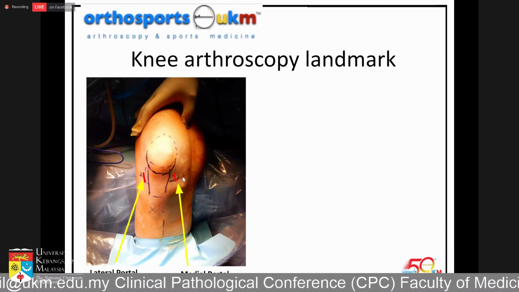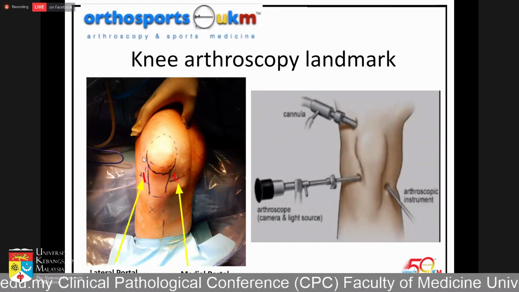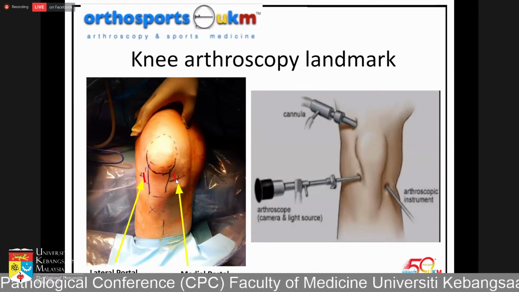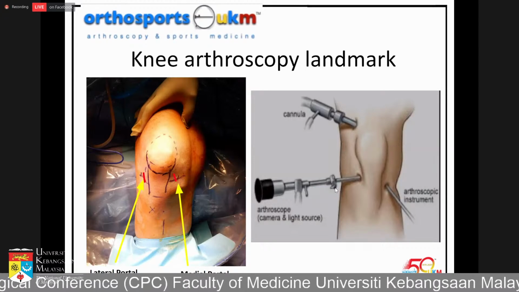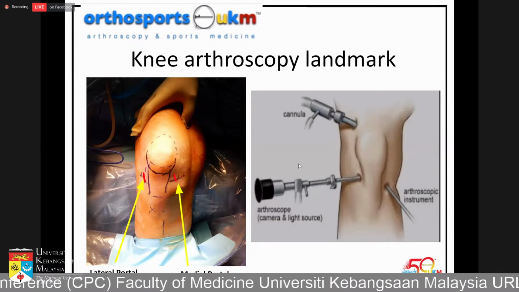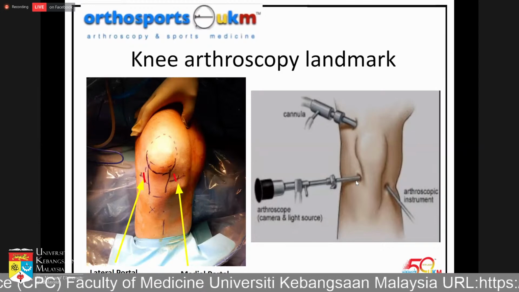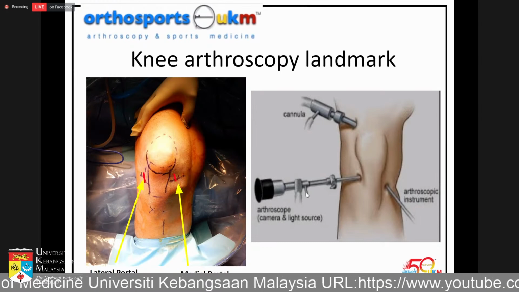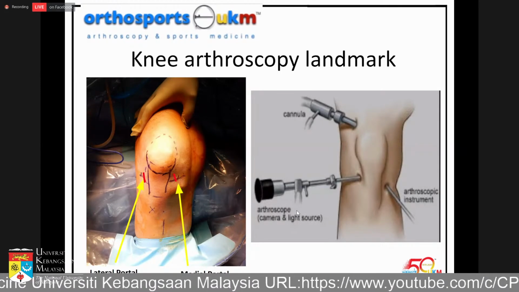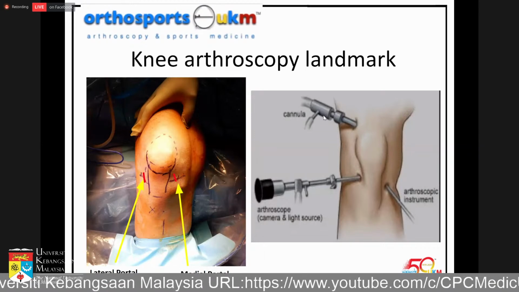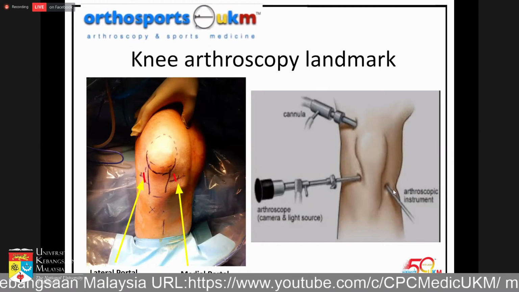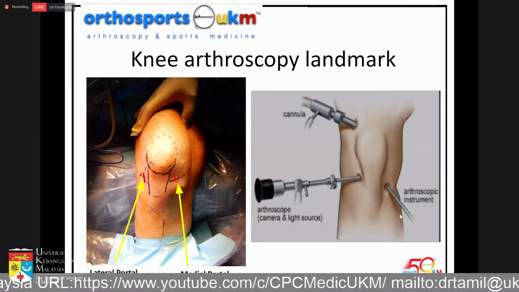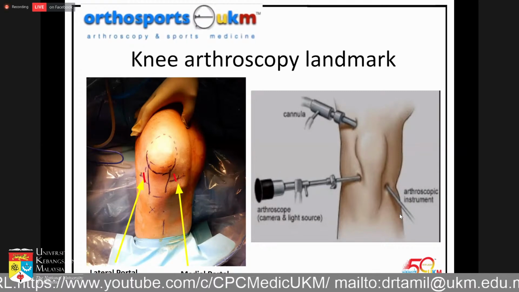So for that, we need to make a portal. So this is the lateral portal, which is at the infrapatellar region at the lateral, and this is the infrapatellar medial portal. So the lateral portal is usually the viewing portal. What it means by viewing portal is we put inside our arthroscope with the camera, with the light source, and with the water irrigation system. And the medial portal is usually a working portal where we put in our instruments, our shaver, our diathermy.